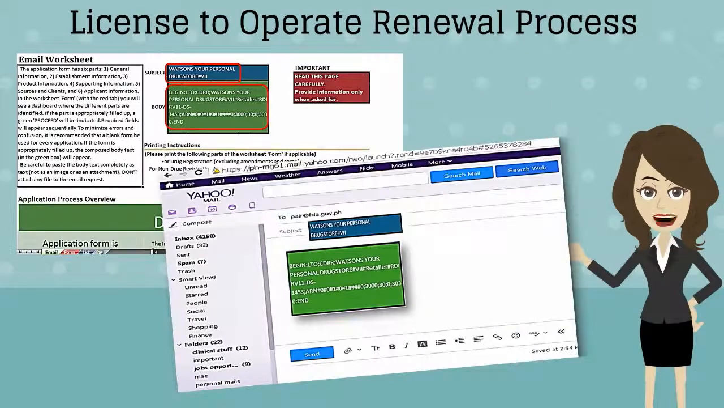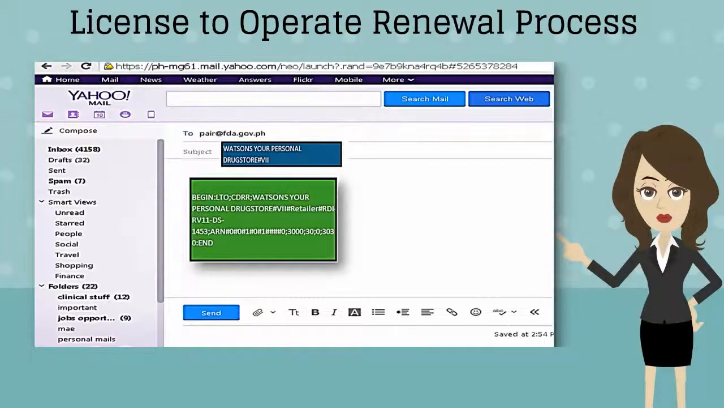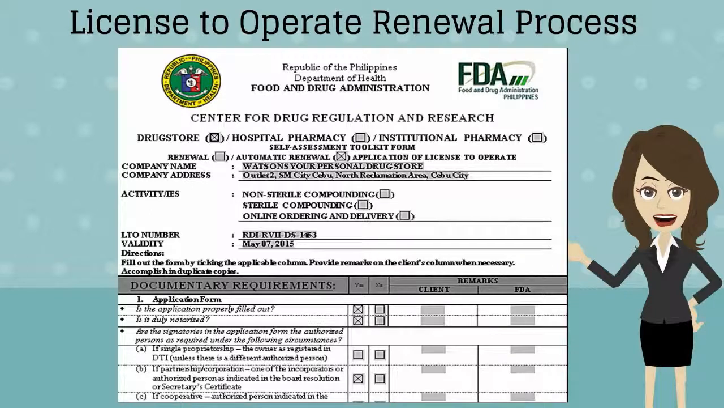Step 4. Proceed to the email worksheet and locate the subject and body text box. Copy and paste the body text box into the fields. Step 5. Send an email to pair@fda.gov.ph. Within 2 working days, a document tracking log will be sent by FDA. In addition, print page 1 and 2 of the form worksheet. Step 6. Download and fill up the self-assessment toolkit form.